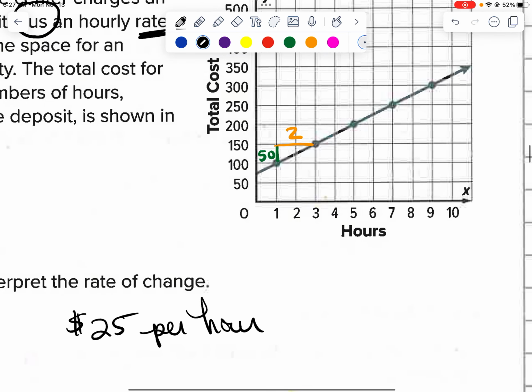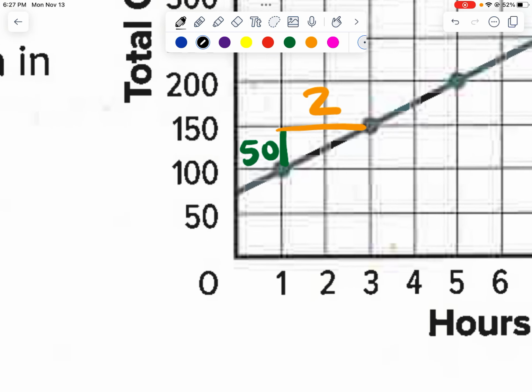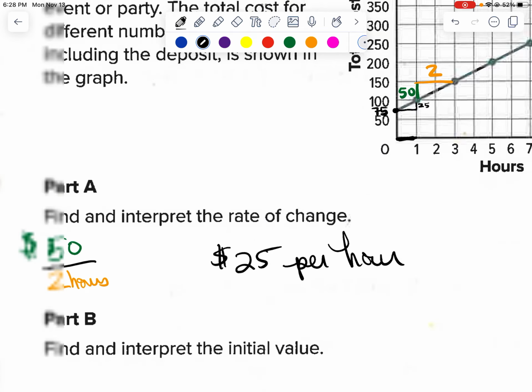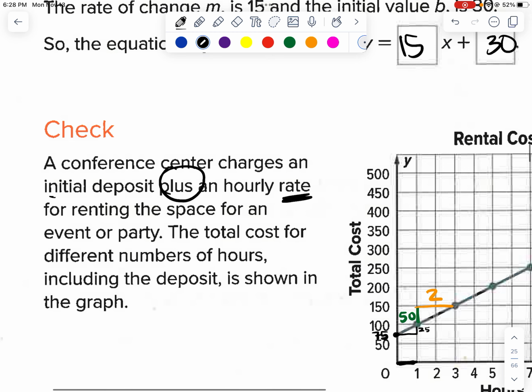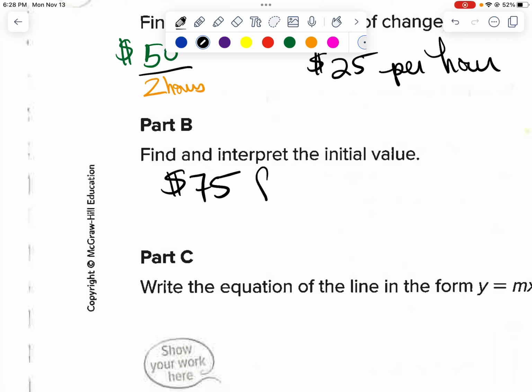Okay. So that means for 1 hour, this goes down 25. So from here to here is 1 hour, right? So that means going down right here, you would go down 25. So 100 minus 25, that would get me 75 right there. Okay? So it's $75. And what was the initial talking about? It's a deposit. An initial deposit. So $75 for the deposit.